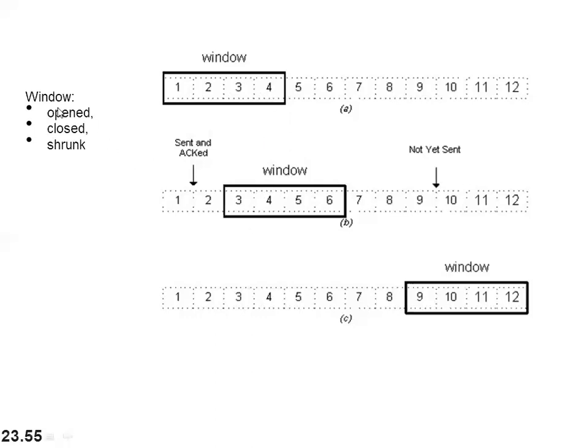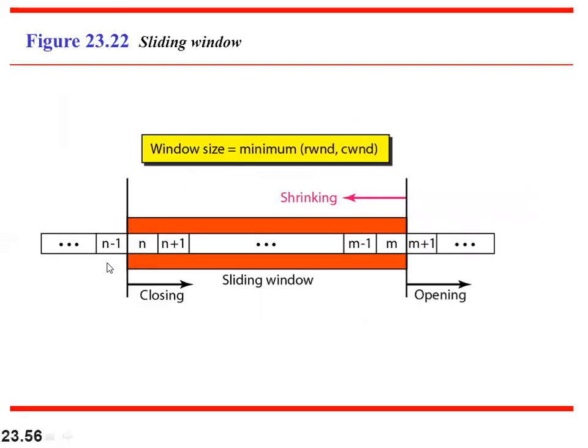Okay, the same thing we can see here. Let us say these are the bytes in the buffer of sending TCP. Whenever we are opening this window, it means we are moving this right wall towards right, which is going to include more bytes. Whenever we are closing the window, it means we are moving this left wall towards right, which means for those bytes, sender TCP received the acknowledgement, so it need not worry further about those bytes.